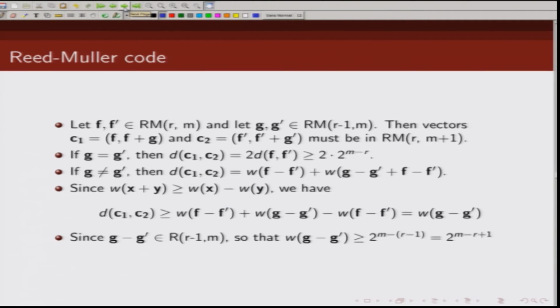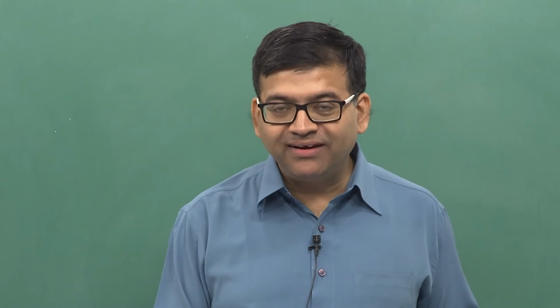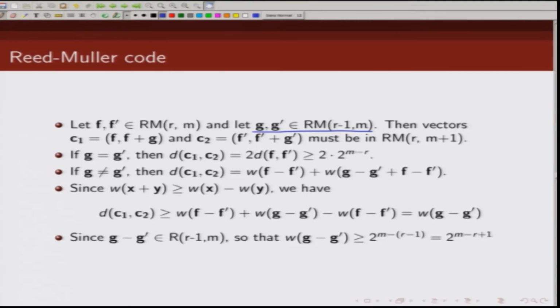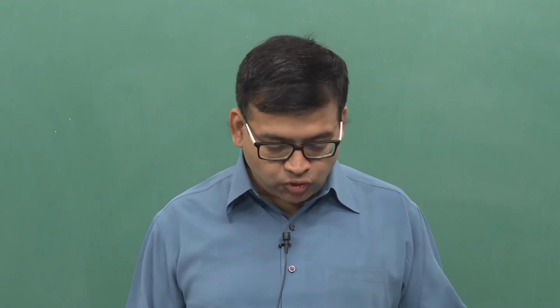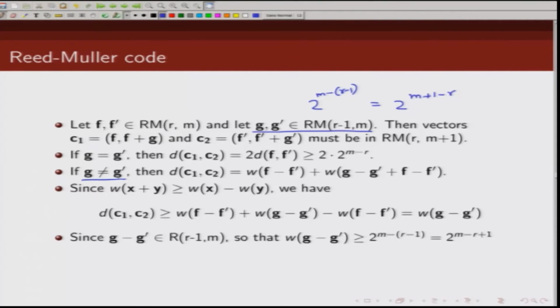Now, what is g? G belongs to Reed-Muller code of order r minus 1 and length 2 raised to power m. Then what is the minimum distance of this? So, what is the minimum distance between g and g dash? This should be 2 raised to power m minus r. What is r? The order here is r minus 1. So, this is r minus 1. So, this is 2 raised to power m plus 1 minus r. So, what we have shown is even when g is not same as g hat, our minimum distance is still 2 raised to power m minus r plus 1.